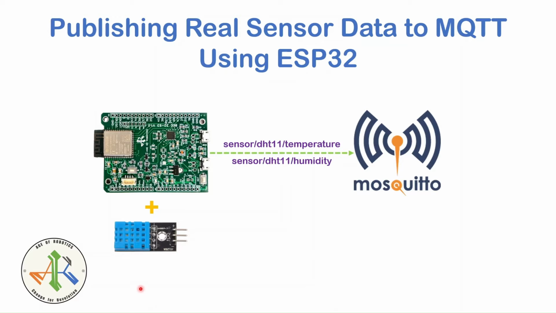In our previous tutorial, we had seen how to use the Arduino code and the command prompts to use the MQTT wildcards. We had seen the single level and multiple level wildcards. So in this tutorial, we are going to see how to use the ESP32 development board to publish the real-time sensor data to the MQTT using the MQTT topics.